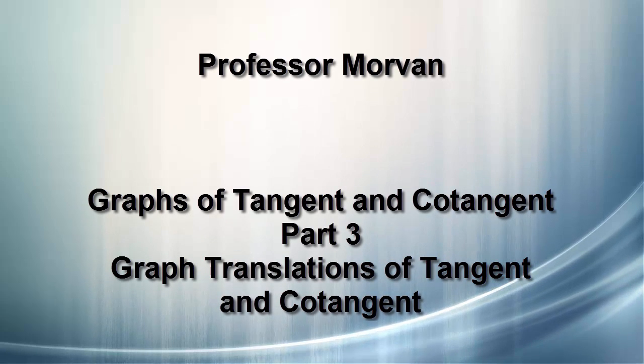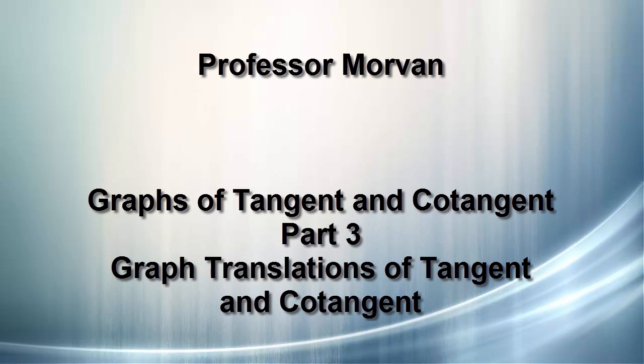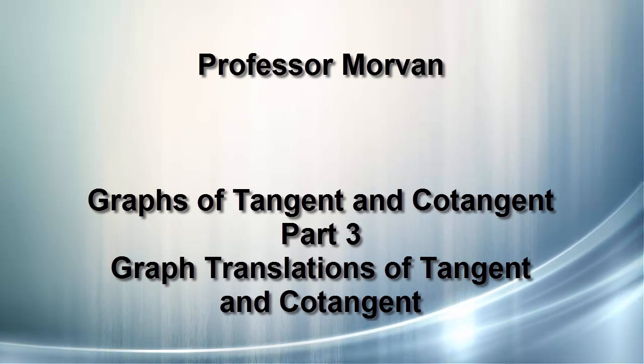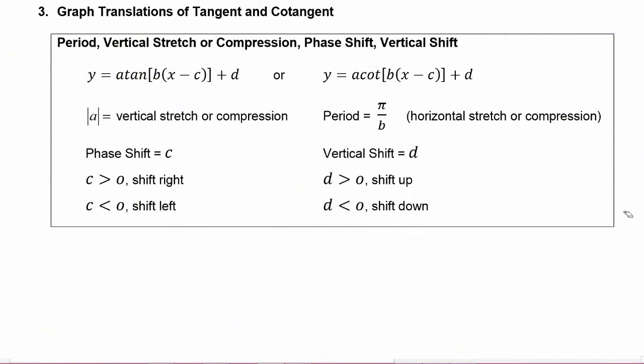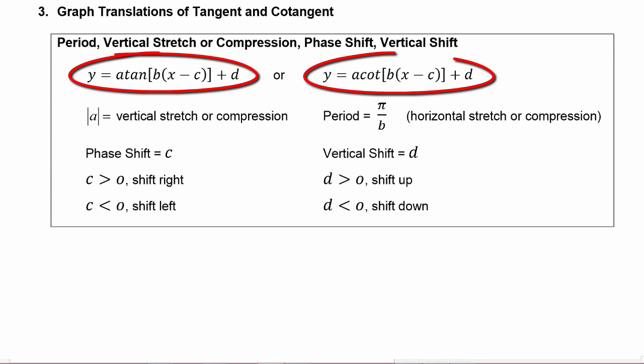In part 3 of our lesson on graphs of tangent and cotangent, we're going to graph translations of tangent and cotangent. So first let's look at a summary of how to find the period, vertical stretch or compression, phase shift, and vertical shift. Here's the standard form of the function equations for tangent and cotangent.